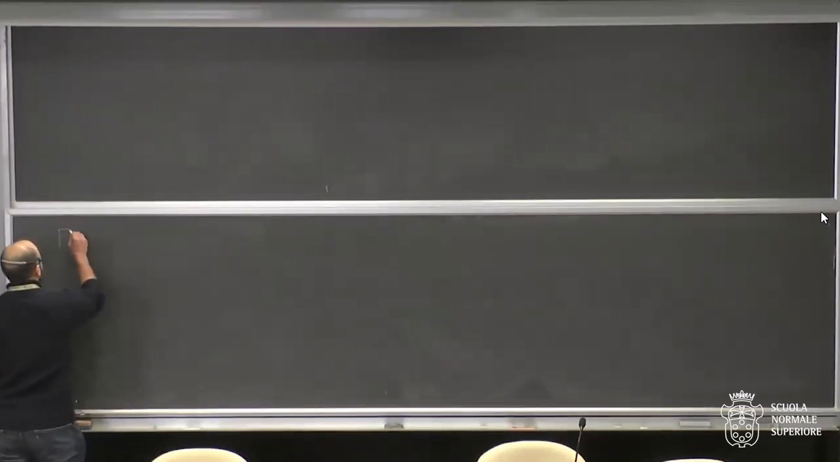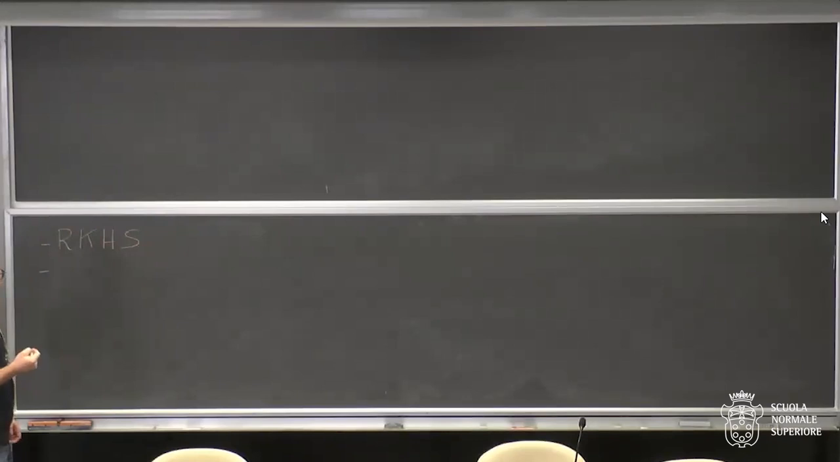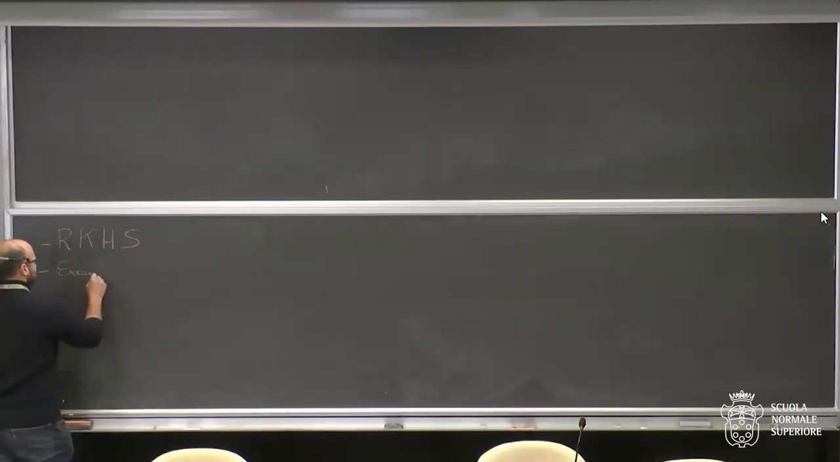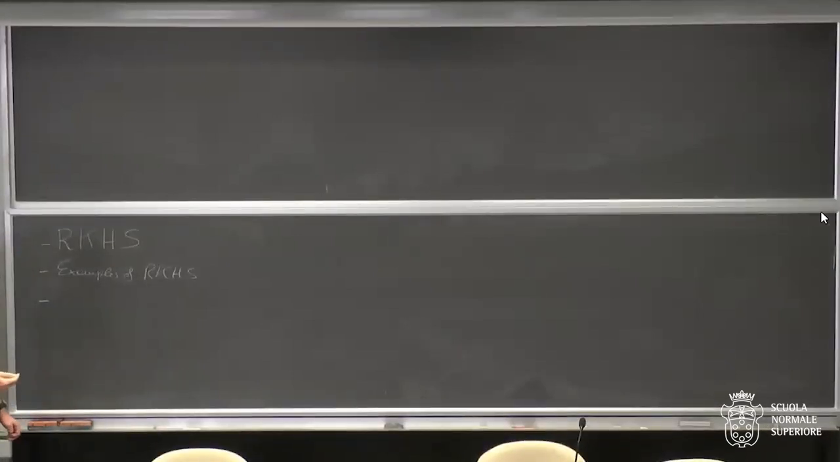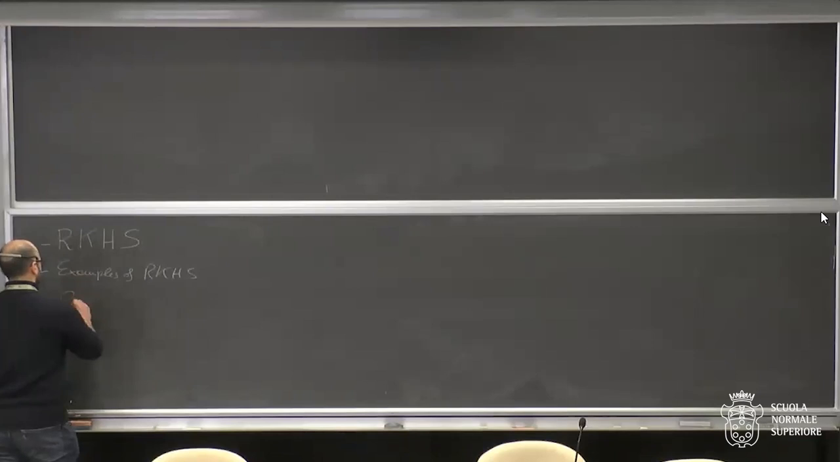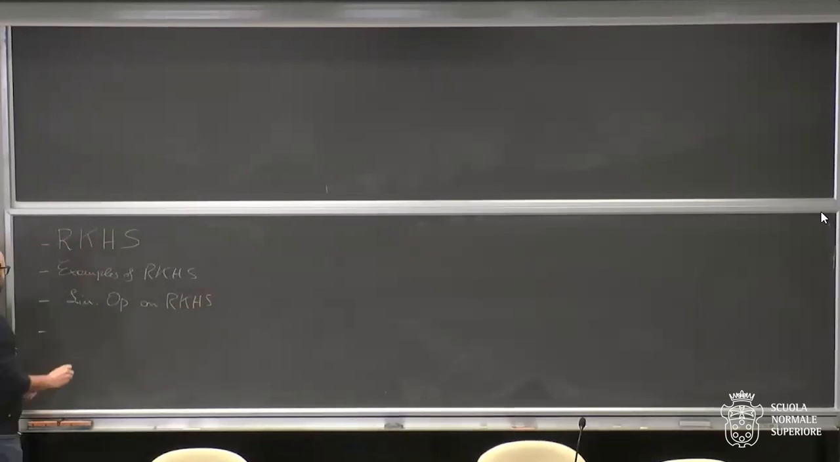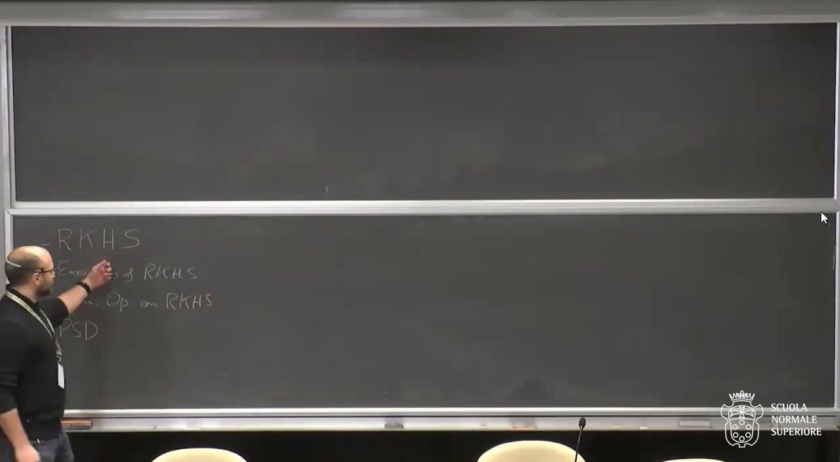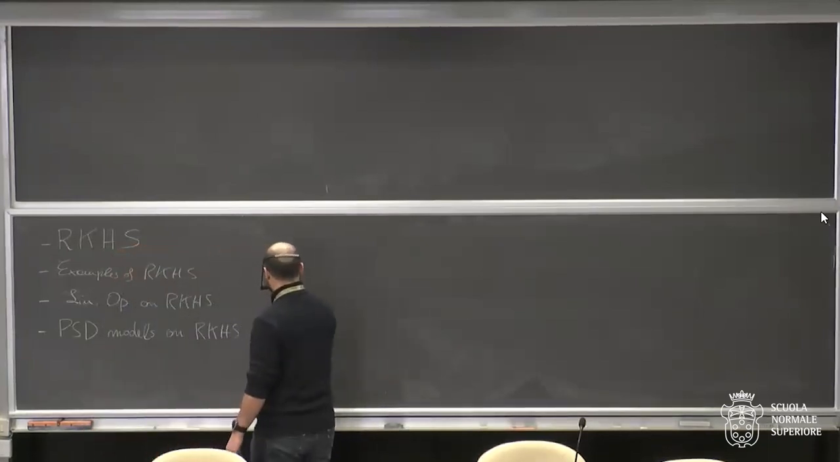So we'll do a short recap of reproducing kernel Hilbert spaces. Then we will do some examples. Once we have these, we recall how you can define interesting operators, linear operators. And then we define the PSD models we have seen yesterday, but directly on RKHS, and their basic properties.